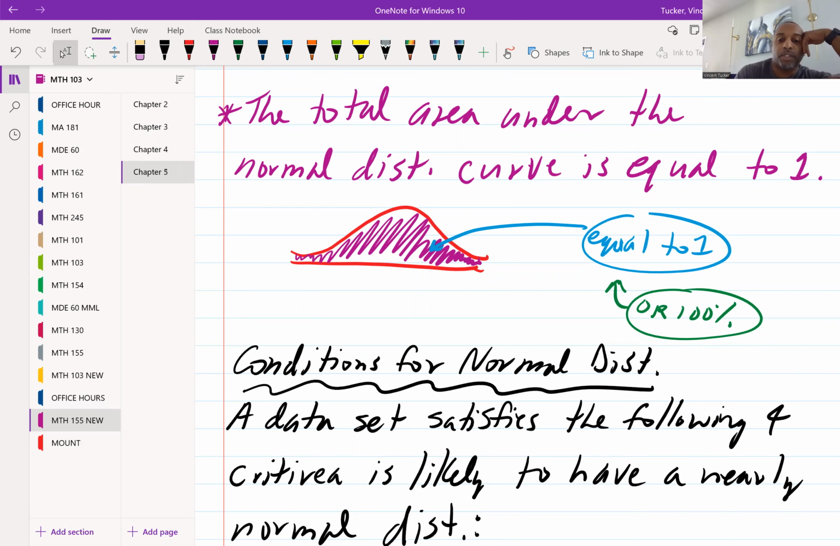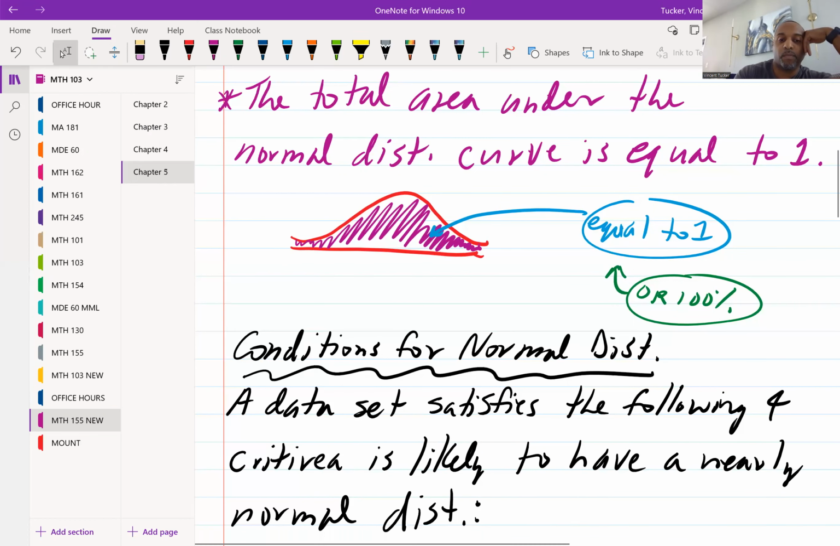All right, so conditions for normal distribution. A data set satisfies the following four criteria is likely to have a nearly normal distribution.